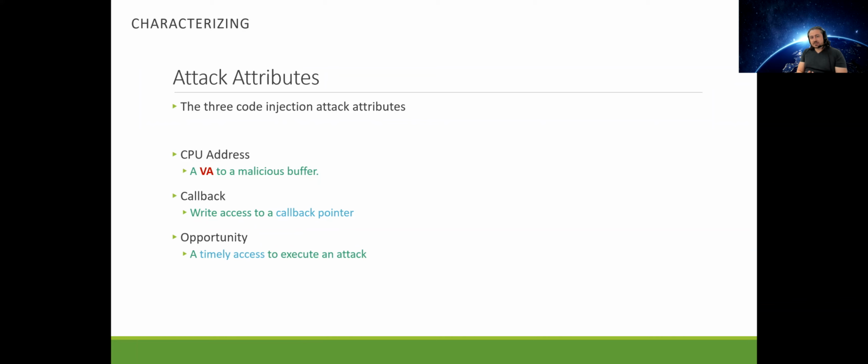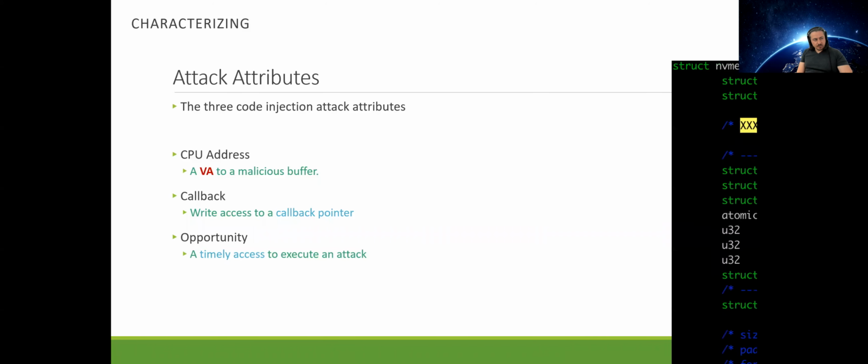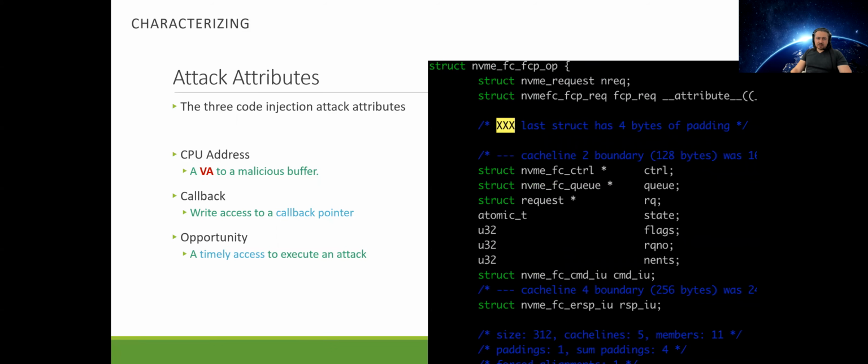For a successful attack, we need the CPU address of our malicious code, not the IO virtual address, the kernel virtual address. And we need the callback. And we need an opportunity, namely that once we modify the callback function, it should be the only thing that happens. It should be called rather than rewritten or initialized by the CPU. And this is exactly what happens in this Fibre Channel scenario.